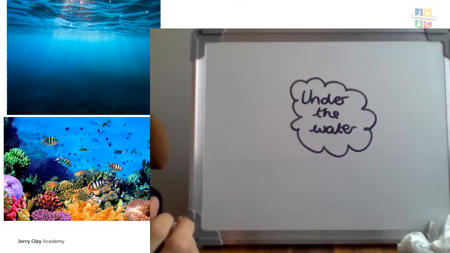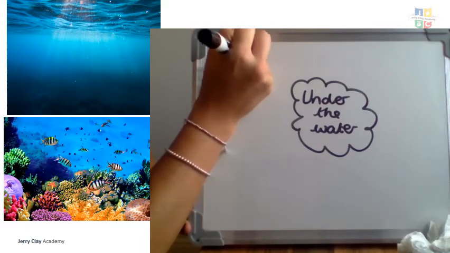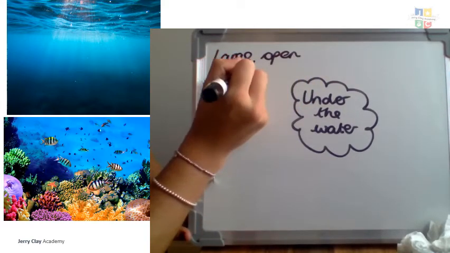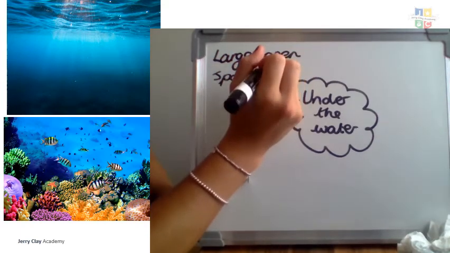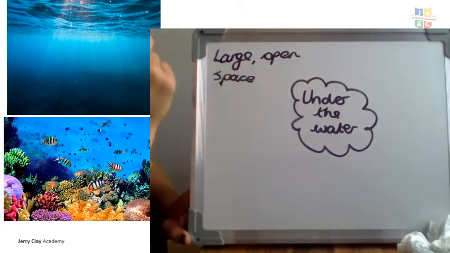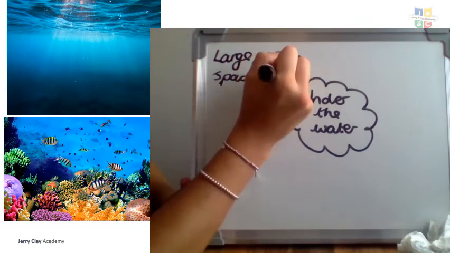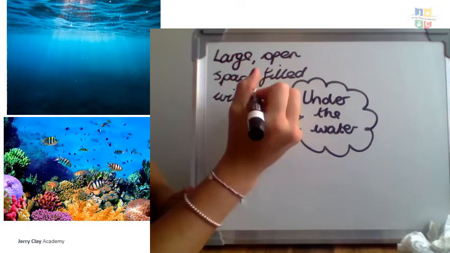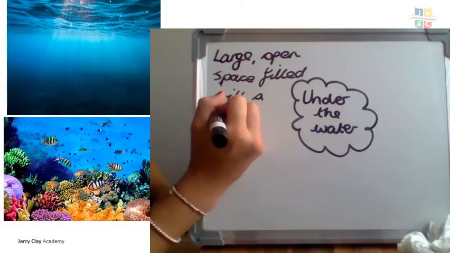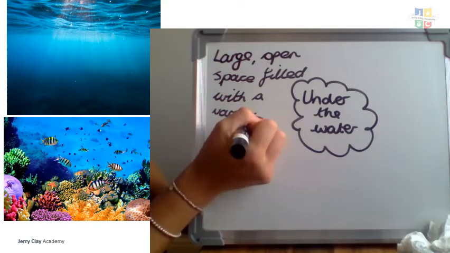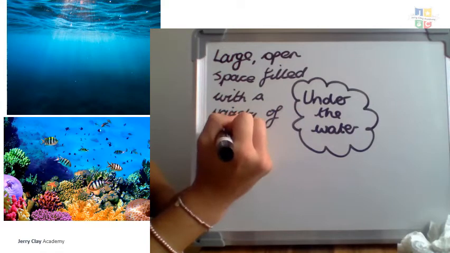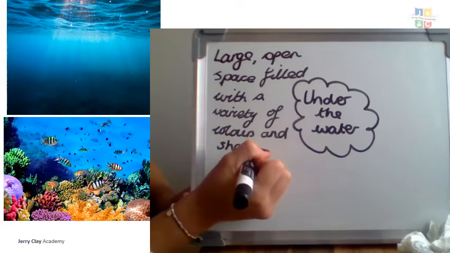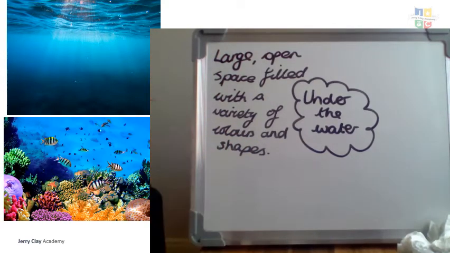So I might say that I can see a large open space filled with a variety of colours and shapes, because you're seeing it from a distance, so you're not actually looking at it up close yet.